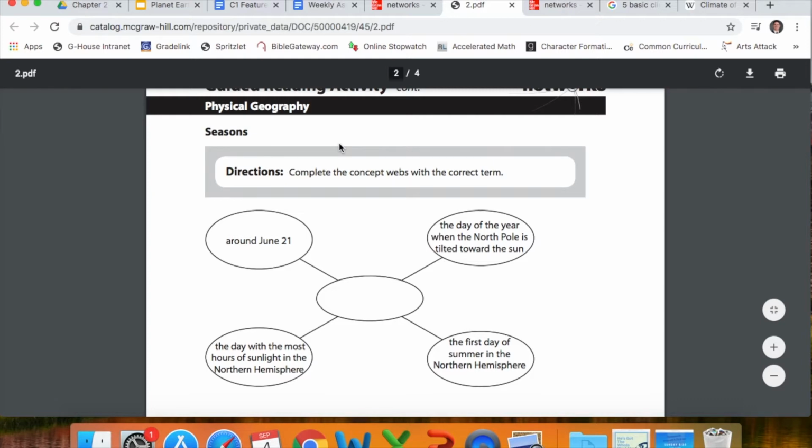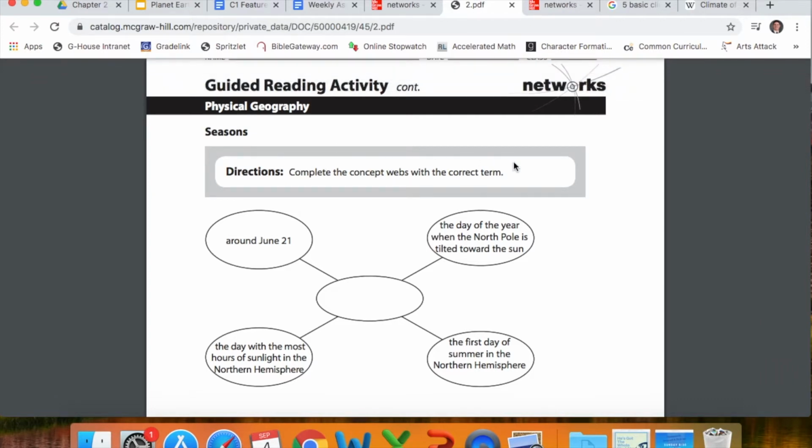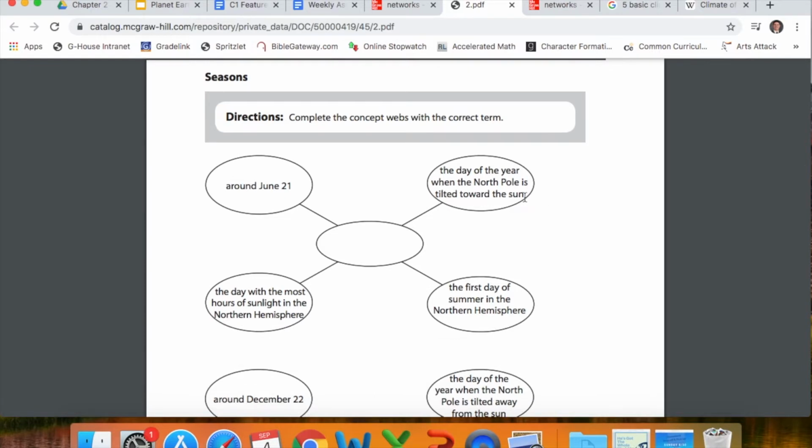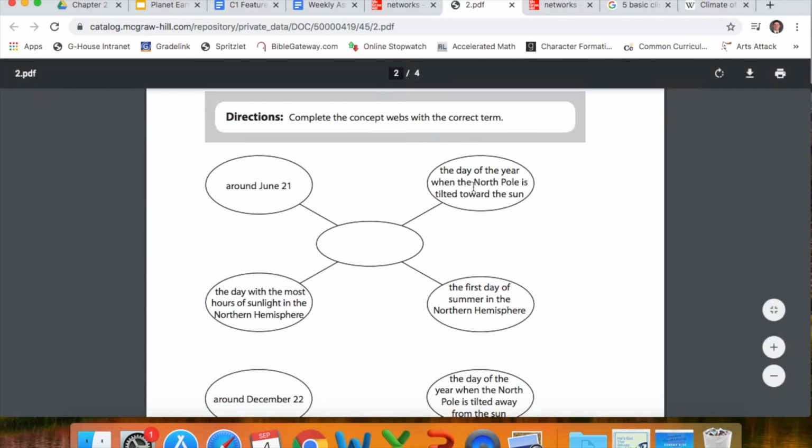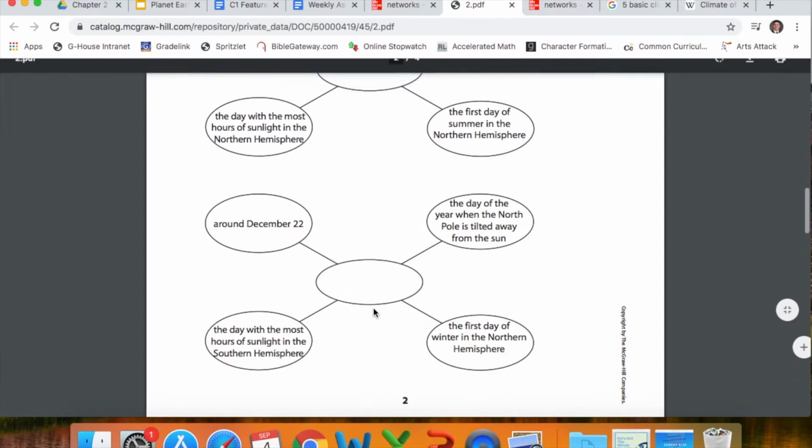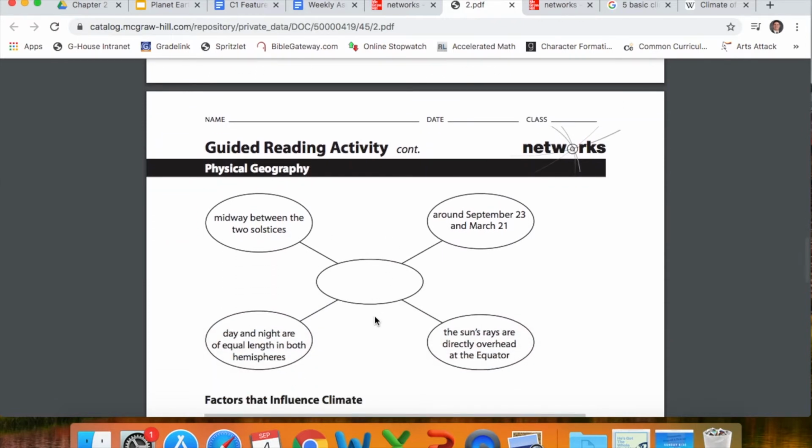How does that movement of the Earth and its location to the sun create different types of seasons? You'll see here that you're going to label this what's called a concept web. So all these things relate to this main topic. You've got to find the main topic. It's going to be around June 21st, the day of year when the North Pole is tilted toward the sun. So it gives you these context clues. Look for these in your reading, and then you'll come up with what that main idea is for those concept webs. There's 1, 2, 3 of those to complete.